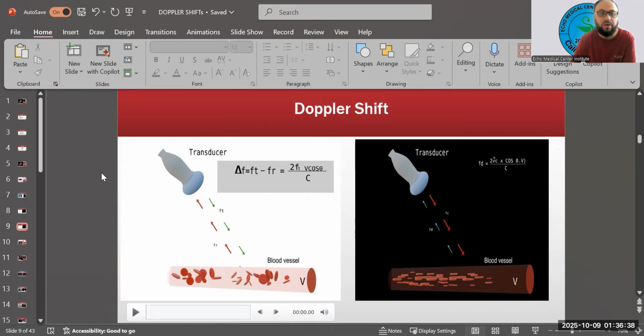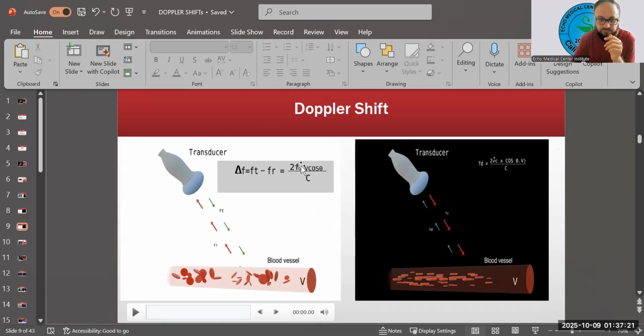So it's just for identification. This is another formula. You see this formula? We had two formulas for the Doppler shift. One was reflected frequency minus initial or operating frequency, and that will tell us what your Doppler shift is and how much it is. This is another one. We say 2 times operating frequency times velocity of the RBC times cosine of angle theta, everything divided by the propagation speed of sound in soft tissue. Remember, if somebody asks you the question, the worst Doppler angle is 90 degrees, perpendicular completely. Why? Because cosine of 90 is 0. If you multiply 0 with anything, the entire result will be 0. You will not have any Doppler shift in that case.